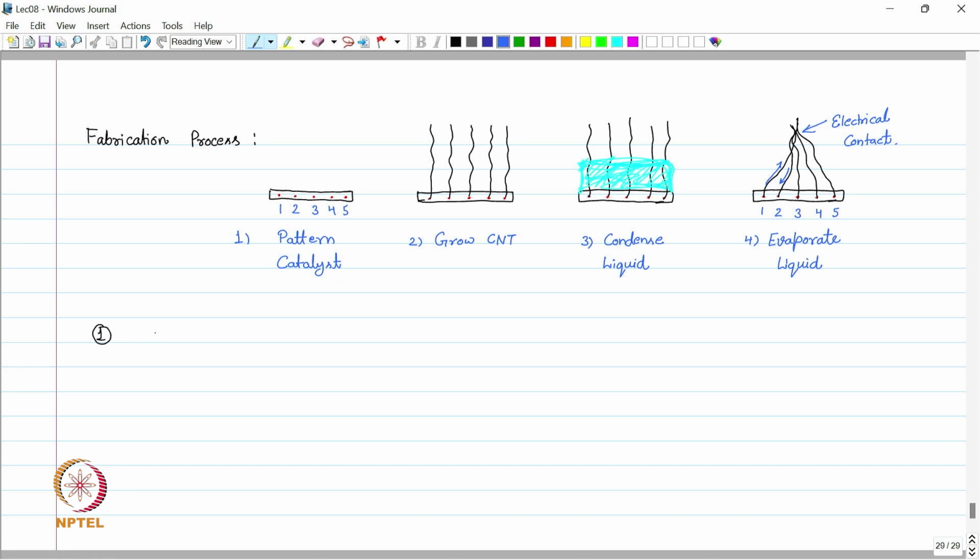we start with a silicon wafer, and we pattern and we put a 1 nanometer thick film of iron or nickel catalyst. So this layer of iron or nickel catalyst is patterned on this silicon wafer using photolithography.